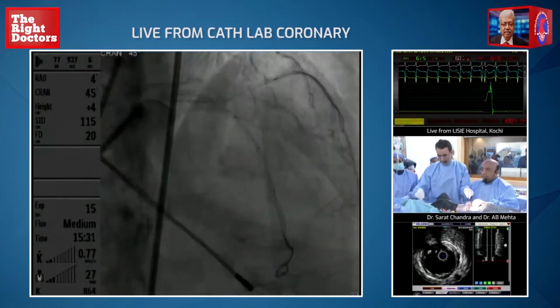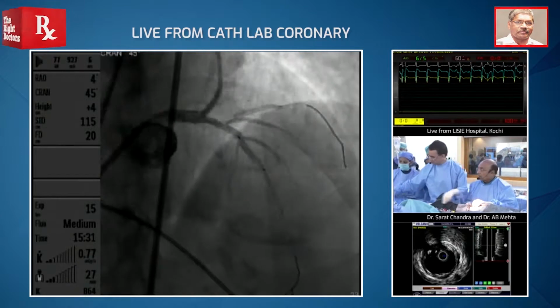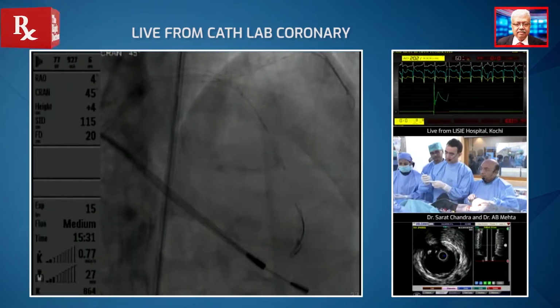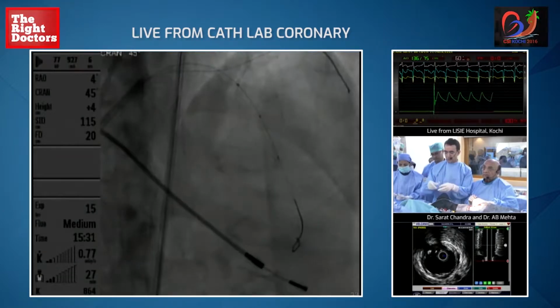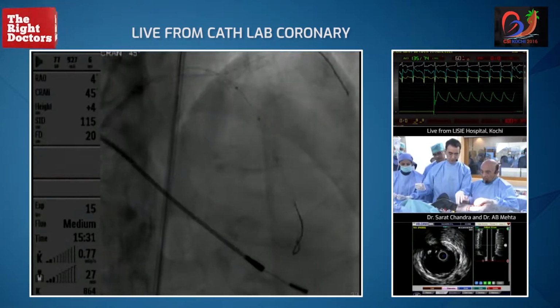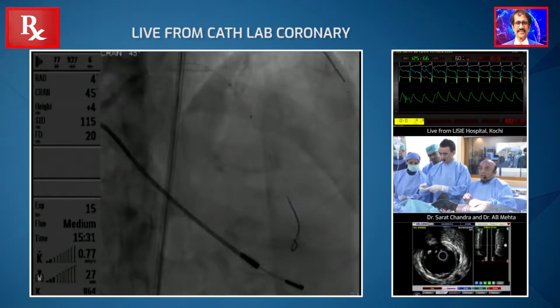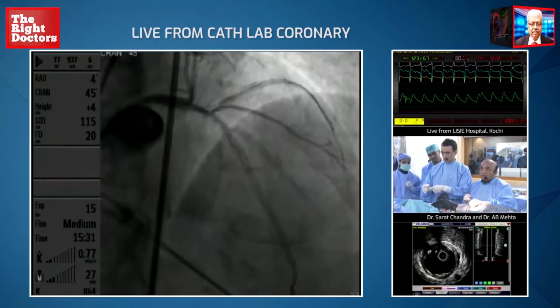So perhaps we'll show you this. There's diffuse disease, as you can see. Go for an FFR since it is 0.9. Adenosine. Okay. So perhaps it might be worth asking the panel what their strategy might be here, because it is exactly 0.9. So it's a borderline.